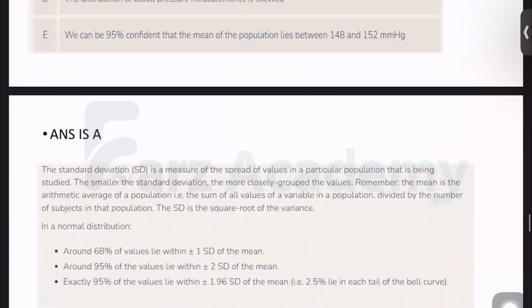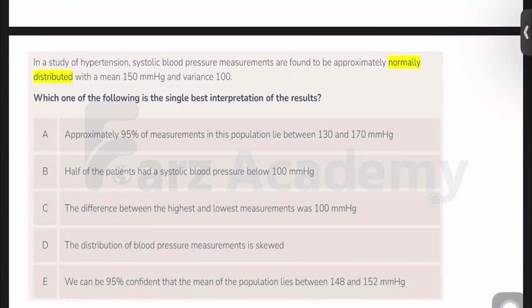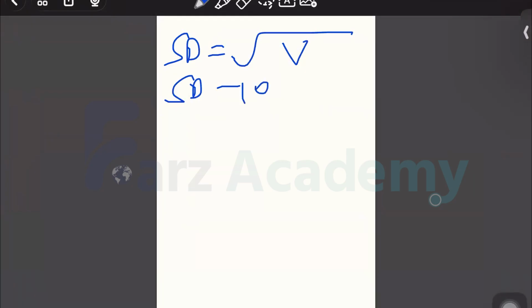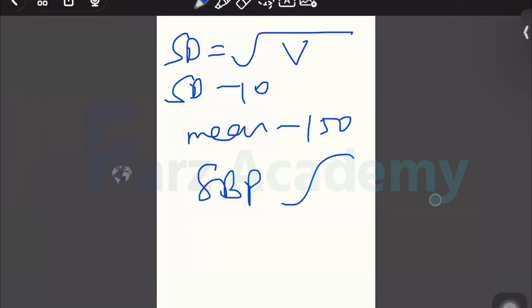In a study of hypertension, they are measuring systolic blood pressures, normally distributed, with a mean of 150 and a standard deviation of 10. We know standard deviation is the root of variance, so the standard deviation here is 10. The mean was 150, and they are measuring systolic blood pressures which are normally distributed.